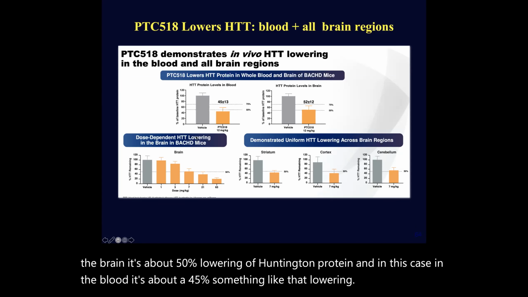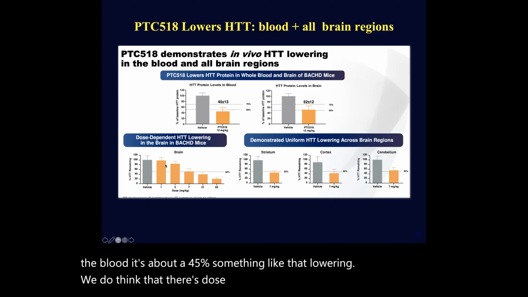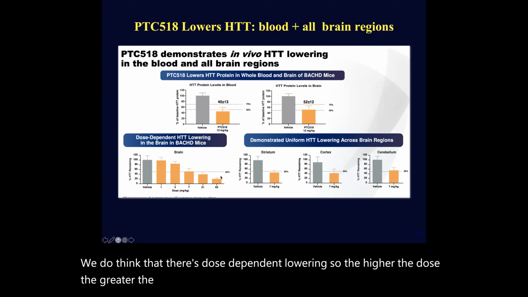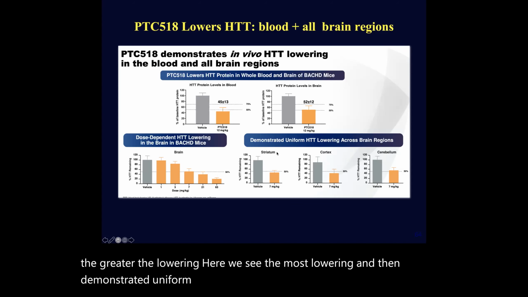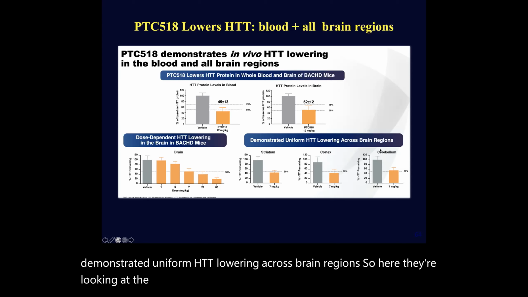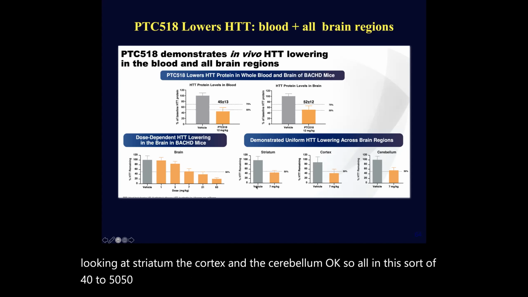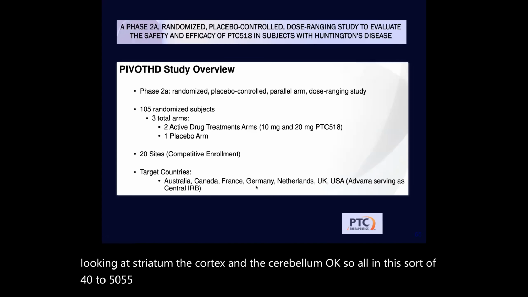We do think that there's dose-dependent lowering. So the higher the dose, the greater the lowering. Here we see the most lowering. And then demonstrated uniform HTT lowering across brain regions. So here they're looking at the striatum, the cortex, and the cerebellum. Okay, so all in the sort of 40 to 55% lowering range. So pretty excited about this study.